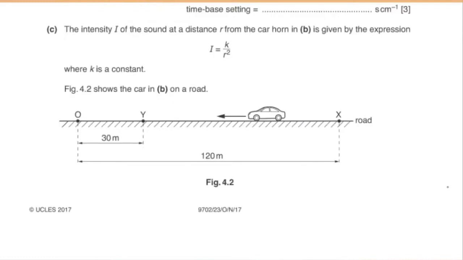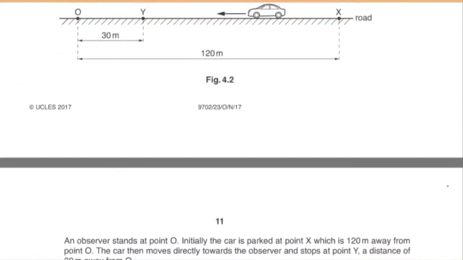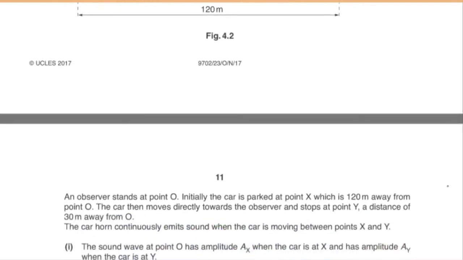Part C, the intensity I of the sound at a distance r from the car horn in B is given by the expression where k is a constant. Figure 4.2 shows the car in B on a road. An observer stands at point O. Initially, the car is parked at point X, which is 120 meters away from point O. The car then moves directly towards the observer and stops at point Y, a distance of 30 meters away from O. The car horn continuously emits sound when the car is moving between points X and Y.